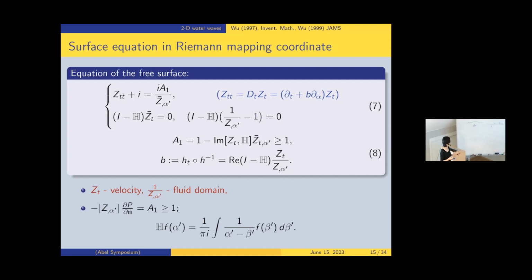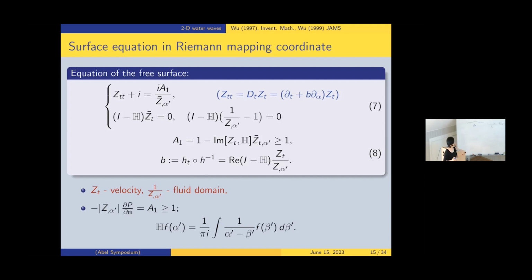So remember, z alpha is the conformal mapping on the interface. If you take the derivative in alpha, you really just get the Jacobian of the Riemann mapping. The Jacobian of the Riemann mapping is of course holomorphic, and here we subtract 1 because we assume that the conformal mapping tends to 1 at infinity, and this equation only holds for quantities that decay at infinity. So you subtract 1, and with these two conditions, you can derive a formula for A1.